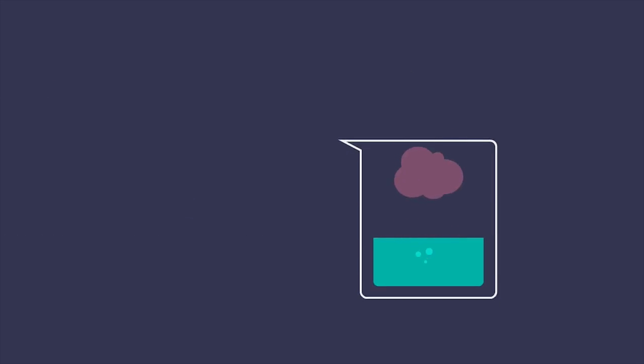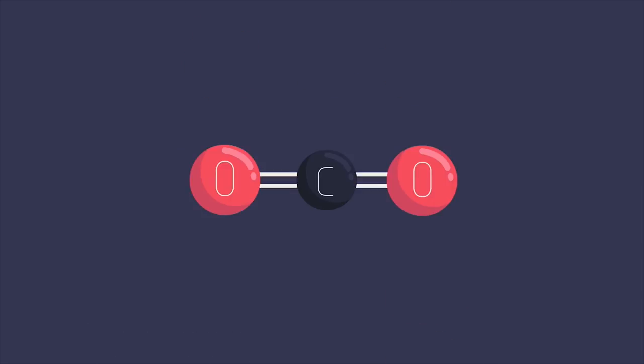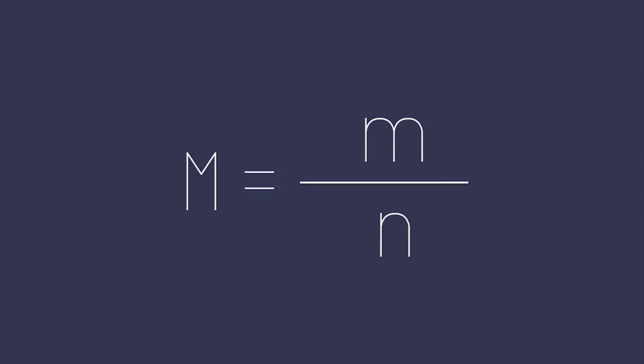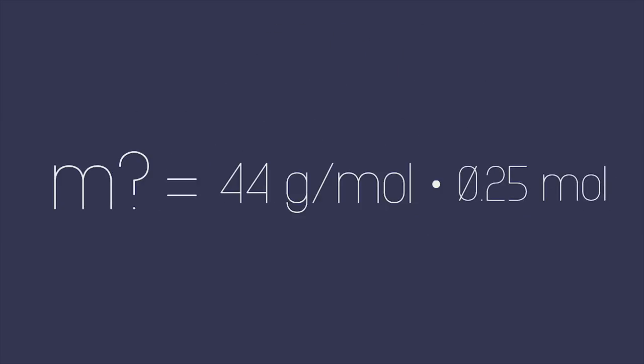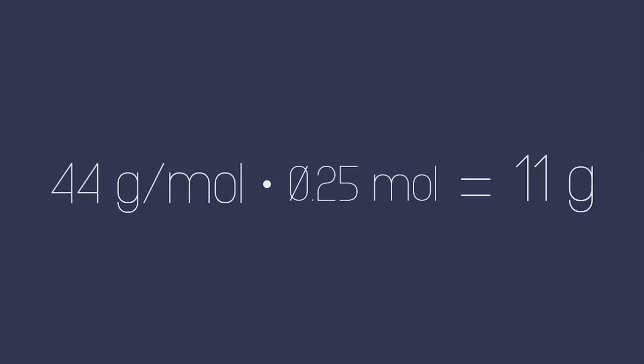There was 0.25 moles of calcium carbonate used, and so 0.25 moles of carbon dioxide escaped from the reaction vessel. The molar mass of carbon dioxide is 44 grams per mole. That's 16 plus 16 plus 12. Then use this formula. Substitute the letters with the numbers that you have to work out the mass of carbon dioxide that is produced. So the mass of carbon dioxide which escapes is 0.25 moles times 44 grams per mole, which equals 11 grams. This is a loss of mass. Did you get it right?